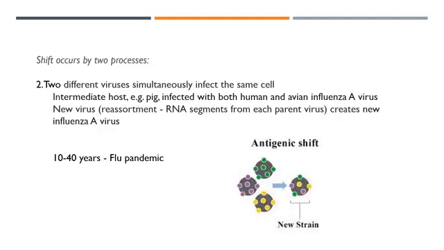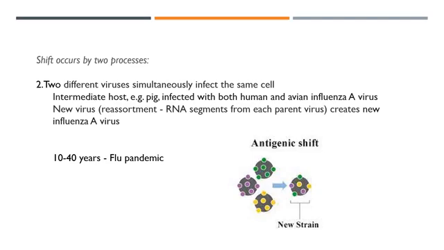The second way is if two different viruses simultaneously infect the same cell, typically in an intermediate host. For example, a pig might get a human influenza virus and an avian influenza virus. They're in there together, reproducing, and they might resort their nucleic acid. They might get it mixed up and get RNA segments from each parent, and that's going to create a completely new influenza virus. So that's going to be a new H, a new N, or a new HN combination. That's again called antigenic shift.